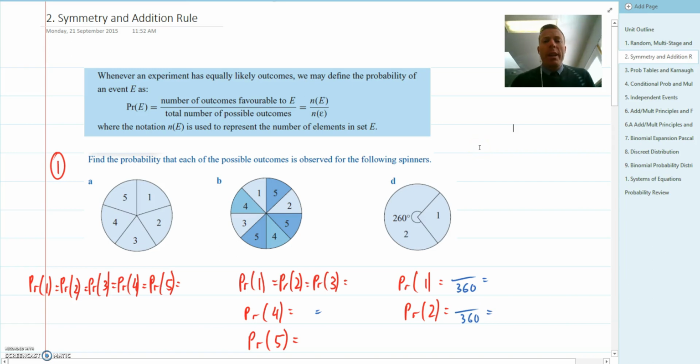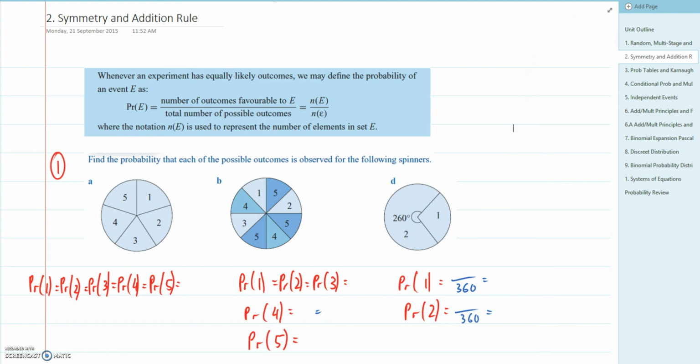This video is for probability, looking at symmetry and the addition rule. Please make sure you write down all the formulas, particularly things in red boxes. They're one of the more important things in these lessons. Let's get cracking.